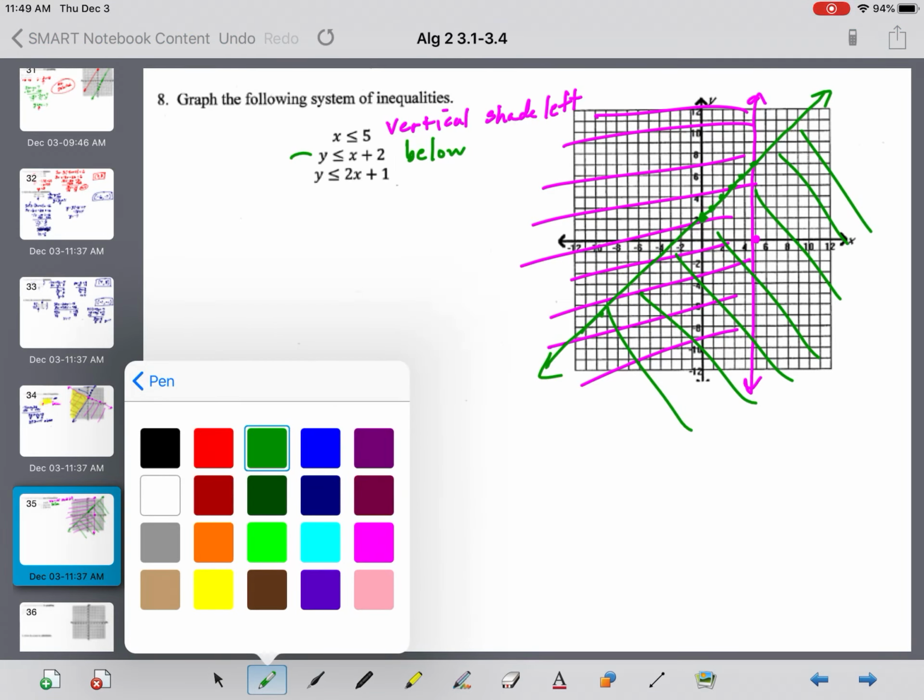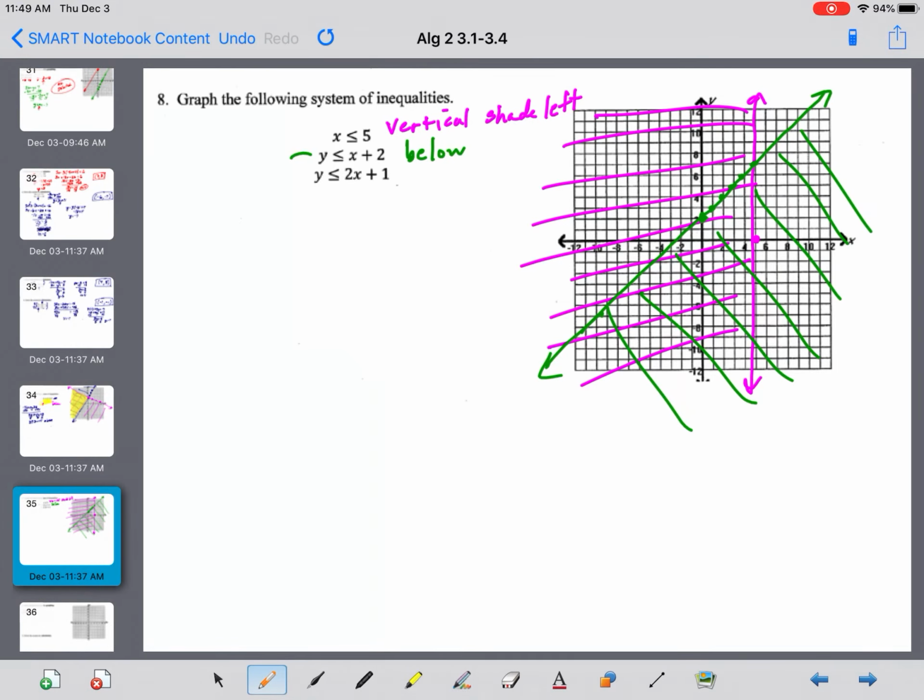And I'm going to do the third one. Let's throw a little bit of, I don't know, orange at that one. All right, this one's going to shade below as well. The line has an intercept of 1 and a slope of 2. Up 2 over 1, up 2 over 1, up 2 over 1. So a little bit steeper line than the green line. Positive slope though. Solid. All right, and this one's going to shade below as well, so that's going to shade this way.